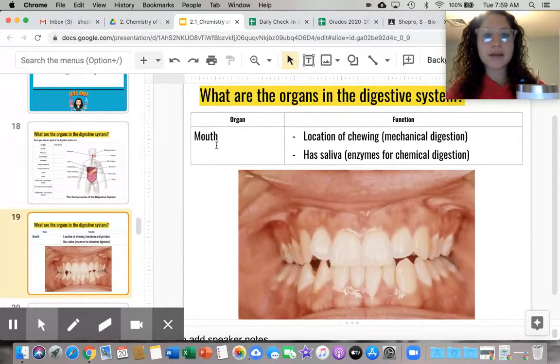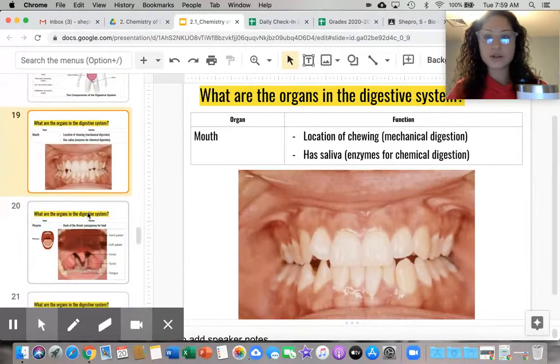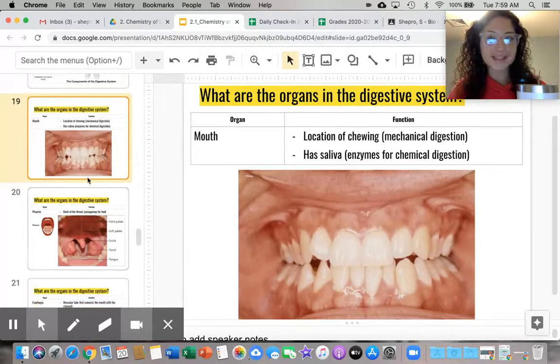So, like I said, mouth, very important job. This is where digestion starts. We have both mechanical digestion through chewing and chemical digestion with the saliva. So it's very important to chew your food into smaller pieces because it helps it digest better.